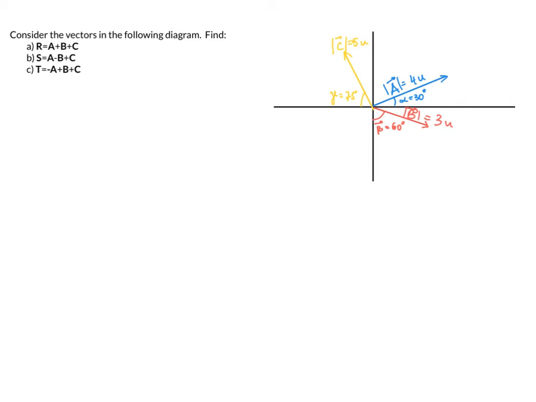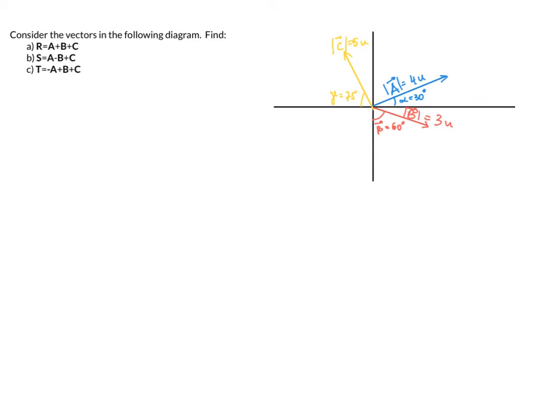Let's look at this problem. Consider the vectors in the following diagram and find vector r is a plus b plus c, vector s is a minus b plus c, and vector t is negative a plus b plus c. So notice that I didn't use the vector notation for r, a, b, and c. I just made them bold. Bold letters mean that we're actually dealing with vectors.